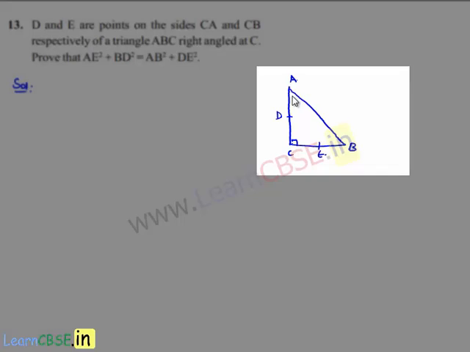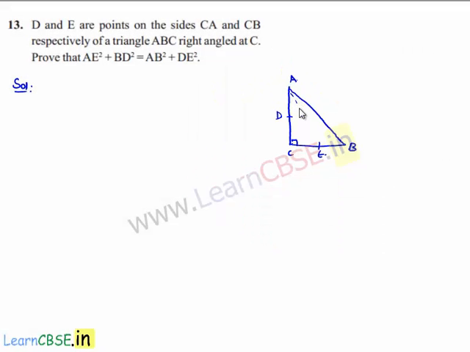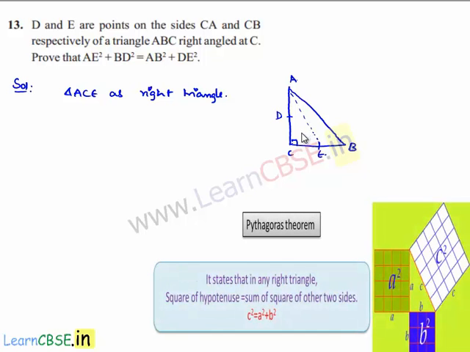let us join AE, then we get triangle ACE as right angle triangle. Now in right angle triangle we know that hypotenuse square is equal to sum of square of other two sides. We can write AE square is equal to AC square plus CE square. Let it be as equation number 1.